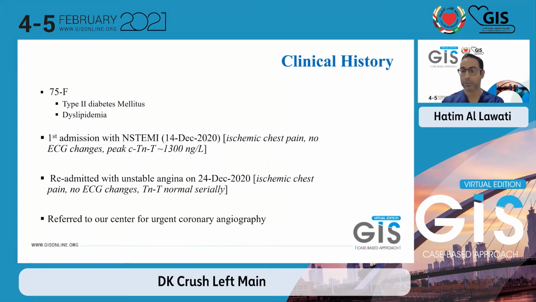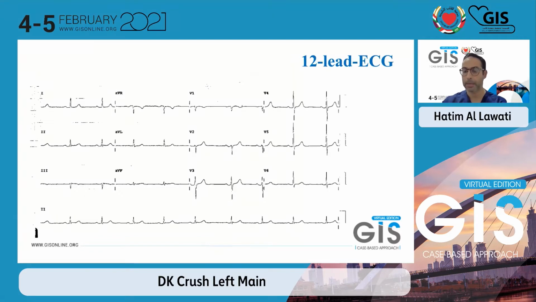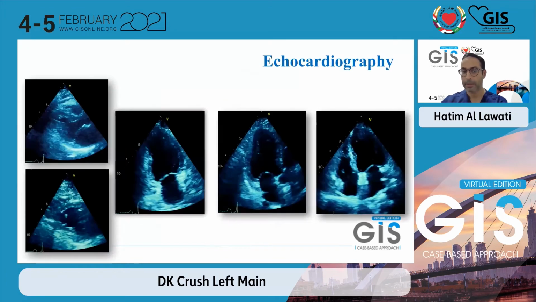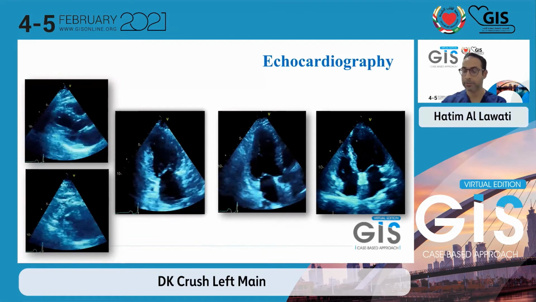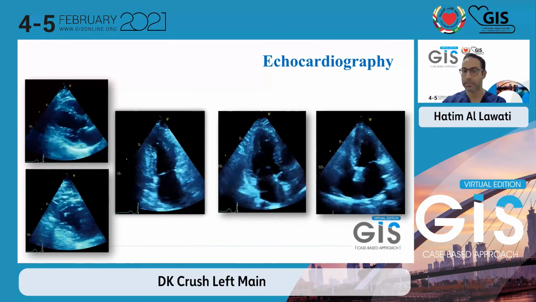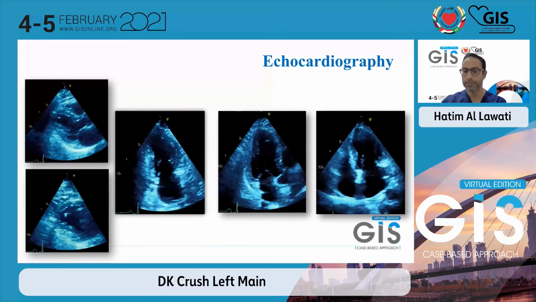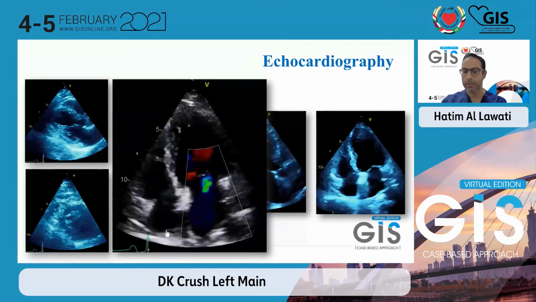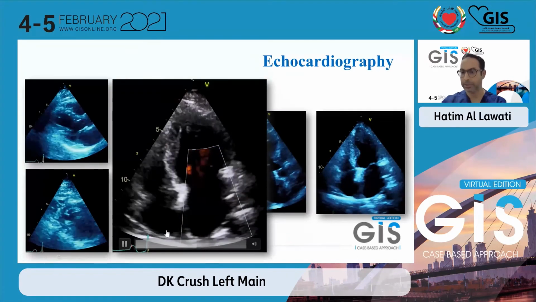Unfortunately, 10 days later, she gets readmitted with more pain. This time the troponins remain serially negative. So she was referred to our center for an urgent coronary angiogram. The 12-lead ECG was a fairly benign tracing. A transthoracic echocardiogram revealed normal left ventricular cavity size, normal resting left ventricular wall motion, and normal left ventricular ejection fraction, which was estimated to be about 65%. She had a mild to moderate degree of mitral regurgitation.